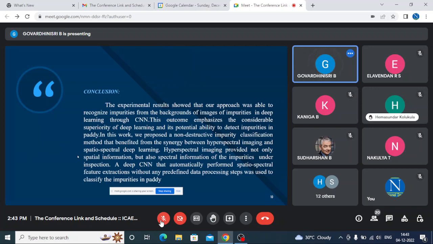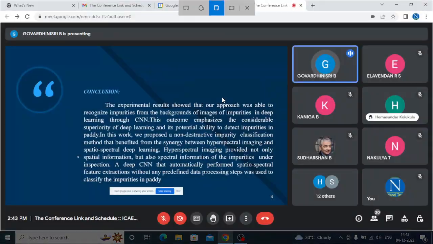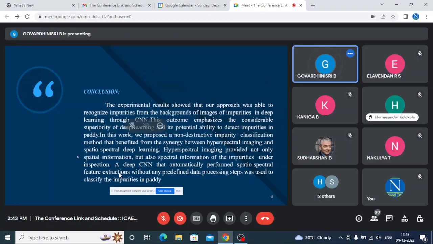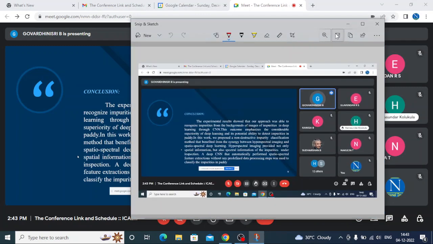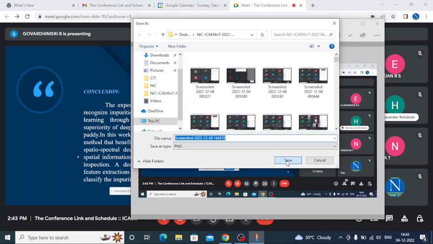In conclusion, in this work, we proposed a non-destructive impurity classification method. This outcome shows the considerable superiority of deep learning and its ability to detect impurities in paddy.